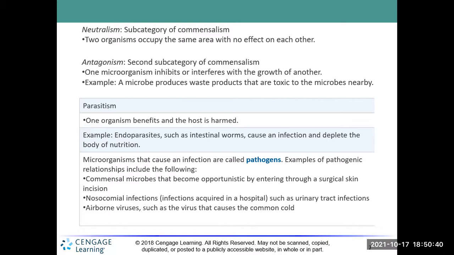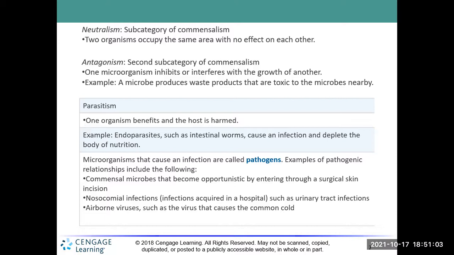And then we have parasitism, and we've all heard of parasites, but parasitism is when one organism is going to benefit, which is usually the parasite, and the host is harmed, which is in our case, the humans. And an example of this, endoparasites. So there's a lot of different types of intestinal worms, and they'll cause infections, and they also deplete the body of nutrition.